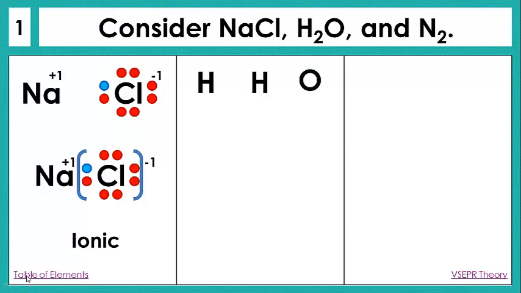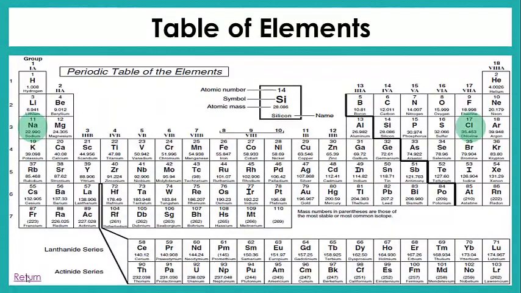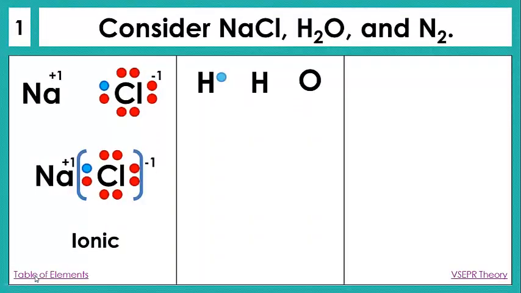Next, we have H2O, so 2 hydrogens and 1 oxygen. If we look on our table of elements, hydrogen is in group 1, which means 1 valence electron, and oxygen is in group 16, which is going to mean 6 valence electrons. So I'm going to put 1 electron for each hydrogen and 6 electrons for oxygen. Now that we've got all nonmetals, this is going to be a covalent compound, which means that I'm going to have to figure out how many bonds I can form and what the central atom will be.